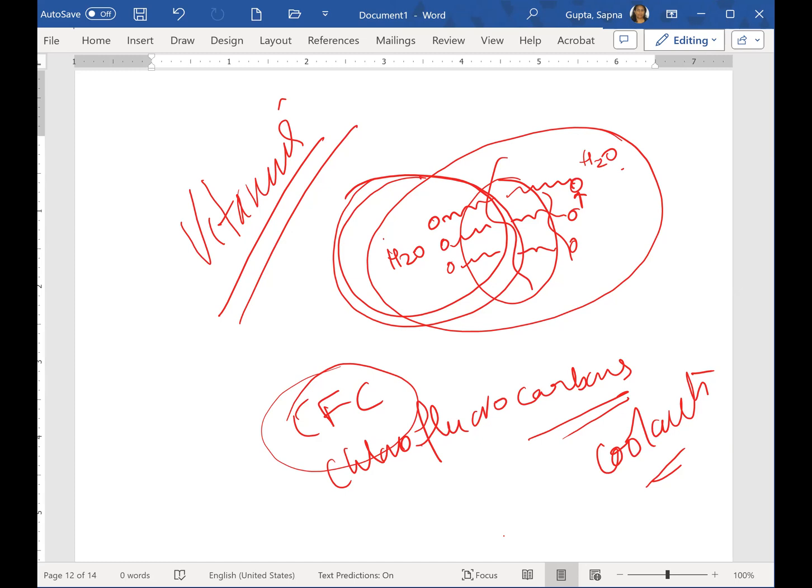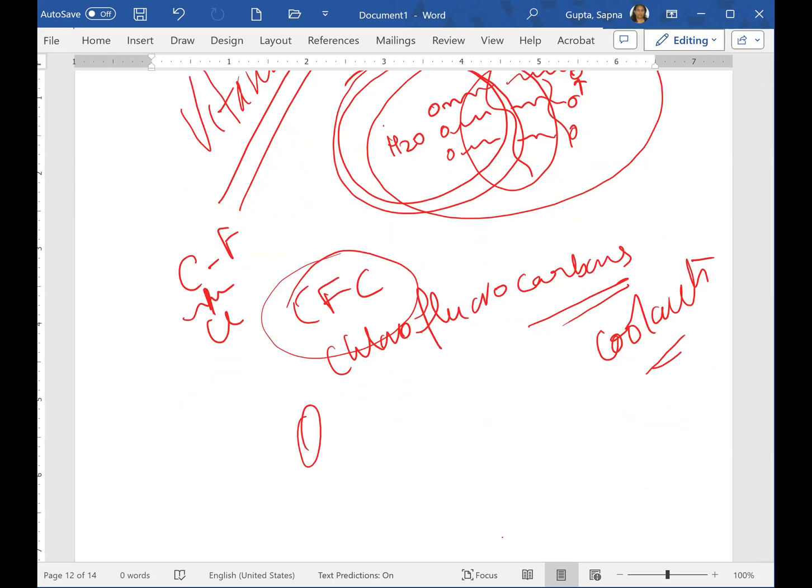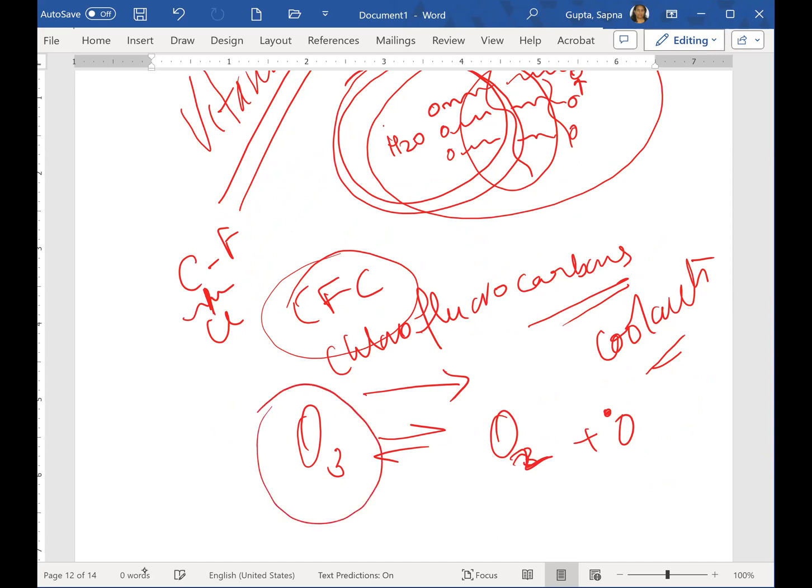So all these CFCs, okay? The C-F bond or the C-Cl bond would break a lot more easily than the C-H bond, okay? It has to do with bond energy. And then in the atmosphere, you have ozone, which is in equilibrium with oxygen, O2, and O radical. So what the CFCs would do is they would push the equilibrium forward, okay? So there'll be no more ozone.